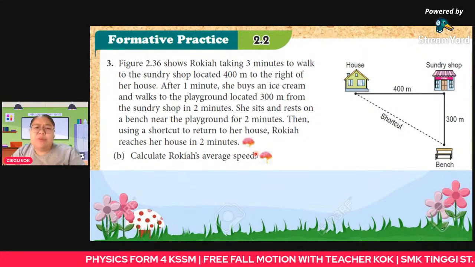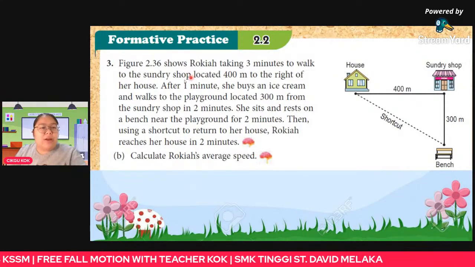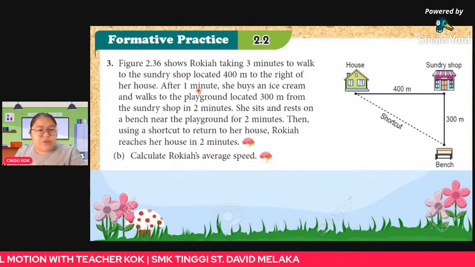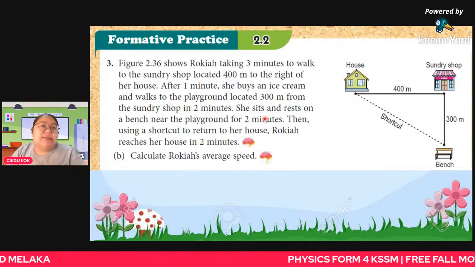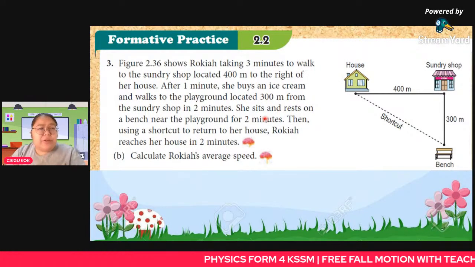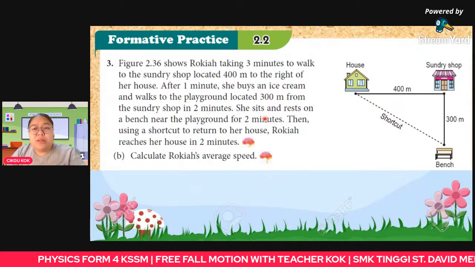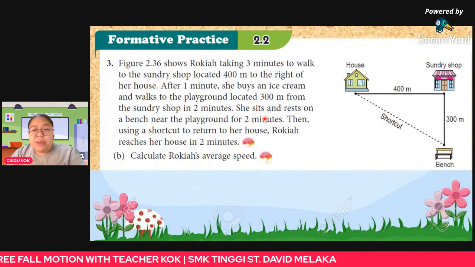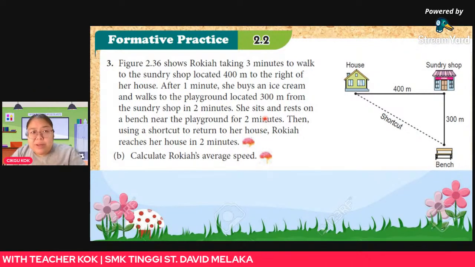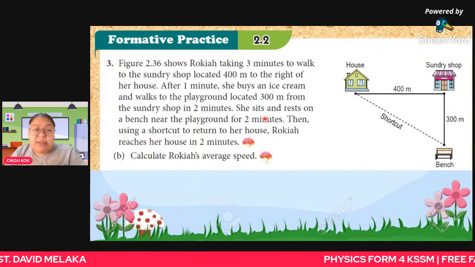Some students will ask about the overall time. That means the rest after 1 minute to buy ice cream, then sitting at the playground for 2 minutes, do we need to count or not? The answer is yes. Overall means we count everything. We don't care whether you rest or sleep. What's important is how long the whole journey takes. So you add all the distance, then divide by the total time taken.